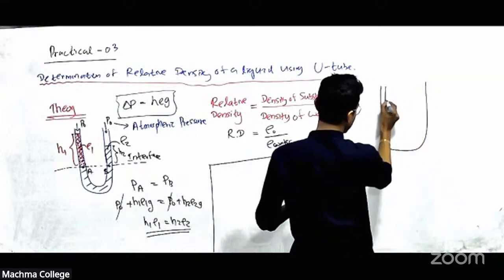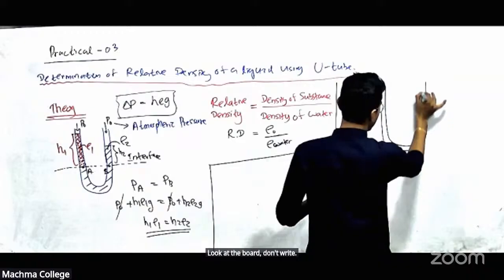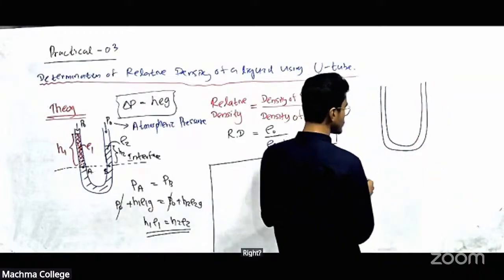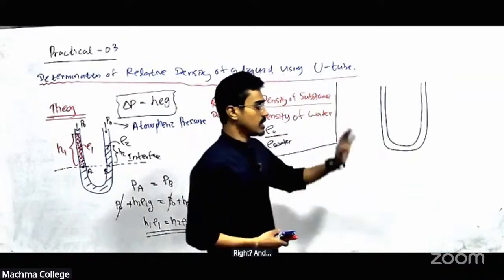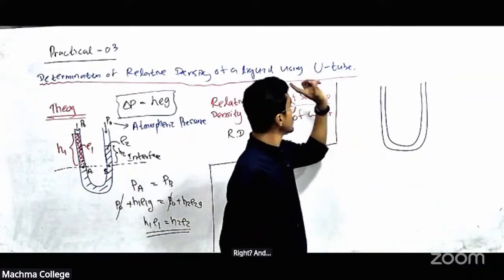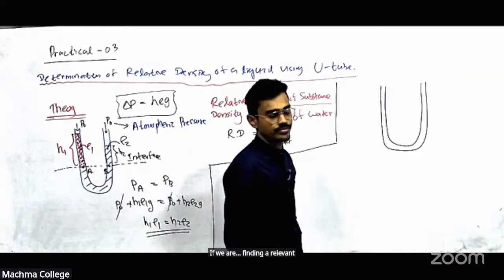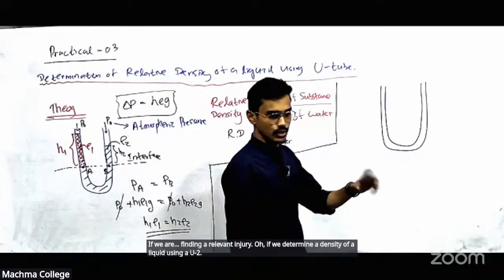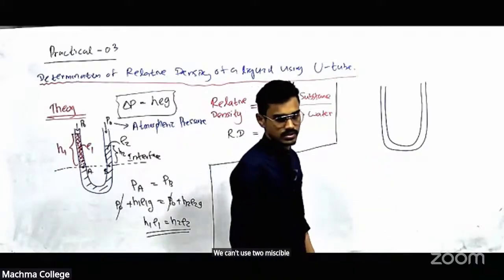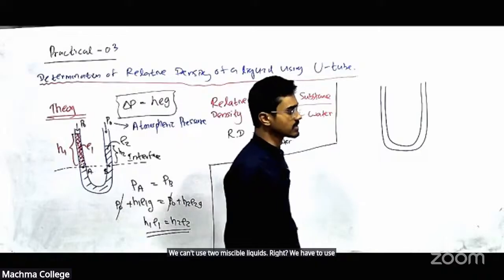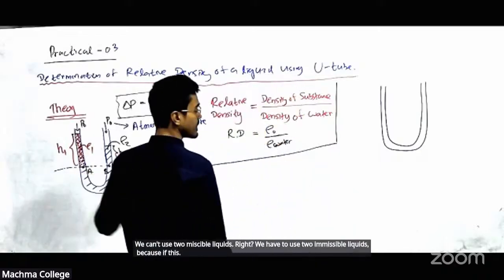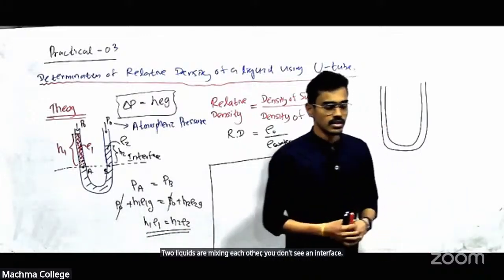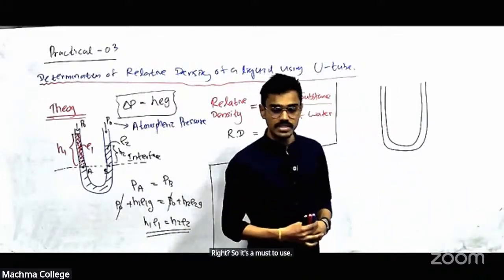Look at the board, don't write. This is the U-tube, right? If we are finding a relative density, or if we determine the density of a liquid using a U-tube, we can't use two miscible liquids. We have to use two immiscible liquids, because if these two liquids are mixing with each other, you don't see an interface. So it's a must to use two immiscible liquids.